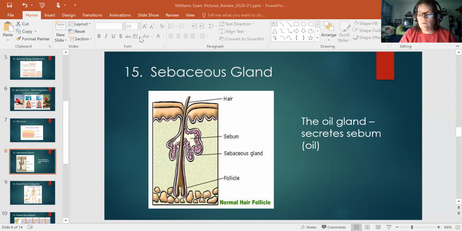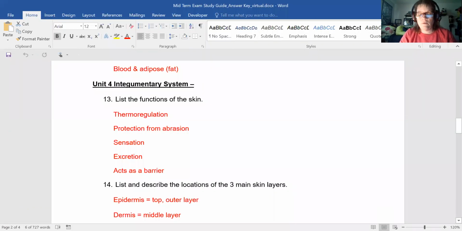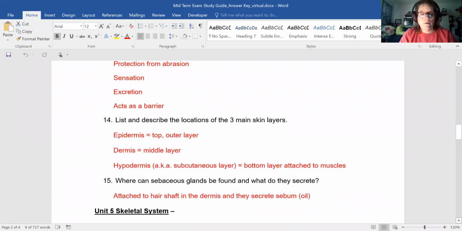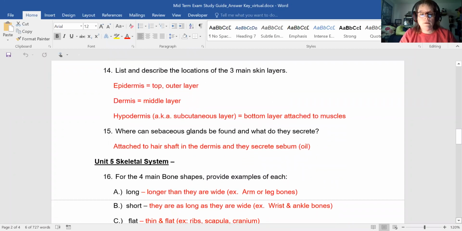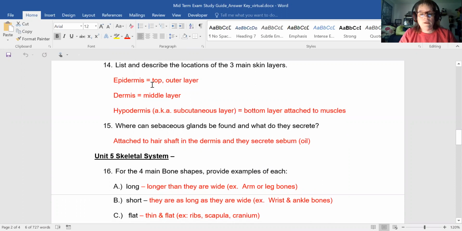Let's go back to the document here so y'all can get the answers. Okay, so it doesn't have the picture, but it gives you the descriptions. Epidermis is the top outer layer, dermis is the middle layer, and the hypodermis, also called the subcutaneous layer, is the bottom layer, which is attached to the muscles underneath. And then where can sebaceous glands be found and what do they secrete? Hair shaft in the dermis, and they secrete sebum, which is oil.